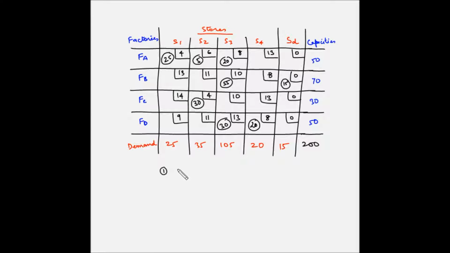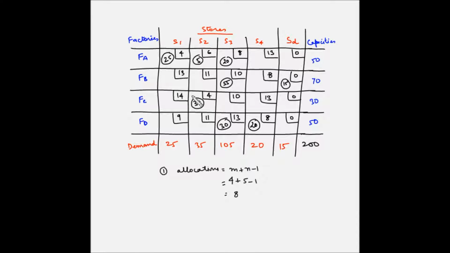The first condition is that the number of allocations should be equal to m plus n minus 1. M is the number of rows, n is the number of columns. So in our case, m is 4 and n is 5. There are 5 columns, 1, 2, 3, 4, 5, and minus 1. So this is equal to 4 plus 5 is 9, minus 1 is 8.